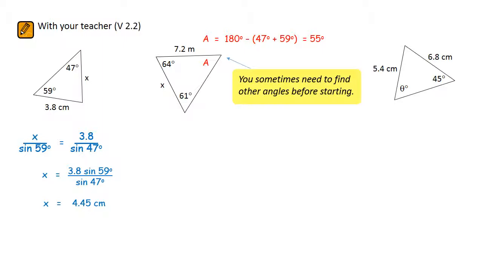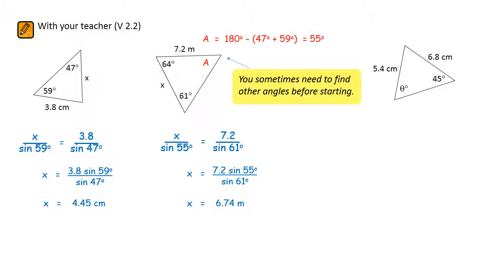Now we can say that x over the sine of 55 equals 7.2 over the sine of 61. And we use that angle because we know the side which is opposite it. Now we can rearrange it. This is pretty easy. It's x divided by the sine of 55, so if we simply multiply both sides by the sine of 55, we'll have an expression which we can evaluate on our calculator. x is equal to 6.74 metres.